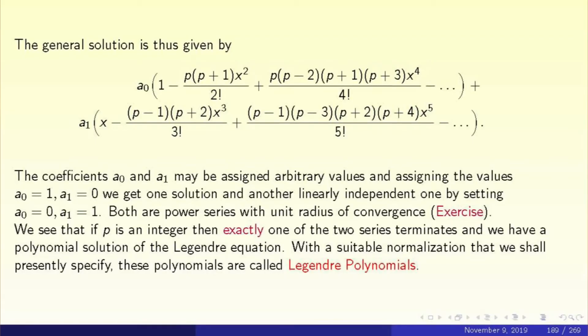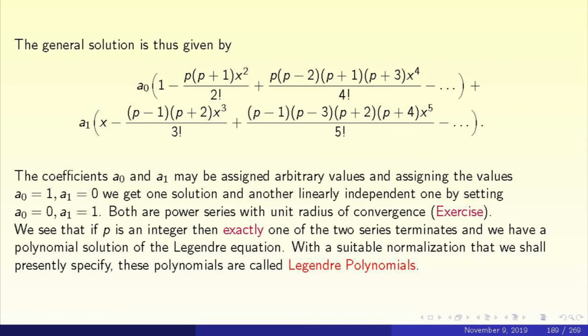Similarly, when p is 5, it will terminate after the x to the power 5 term. If p is 2, what happens? Let us look at the case when p is 2. Look at a0: a0 into 1 minus p into p plus 1 upon 2 factorial x squared, plus the rest of the things will be 0 because every one of them will involve a p minus 2.